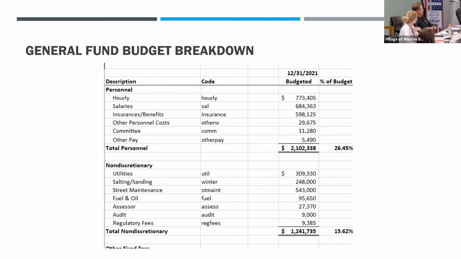Non-discretionary, utilities, we don't have much control in the cost. Standing salting, here's the policy one. Our board could go and say, we're not salting anymore, we're just gonna use sand. And then we'd be directing all snow calls to the village board at that time.